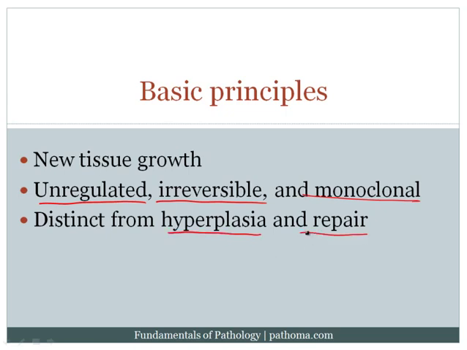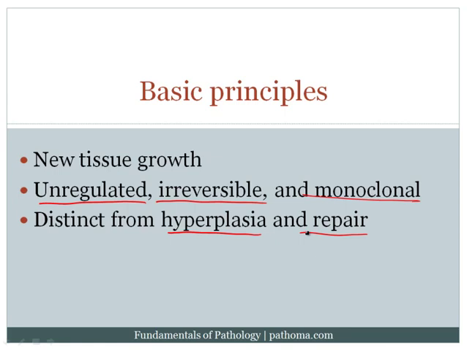Just as an example, hyperplasia, as you'll recall, occurred when there might be an increase in stress on an organ. For example, a woman becomes pregnant, the uterus, the smooth muscle of the uterine wall actually undergoes hyperplasia. However, hyperplasia is regulated. It's regulated by the physiology of the pregnancy. It's reversible. When the woman delivers, her uterus will again shrink down to normal size.